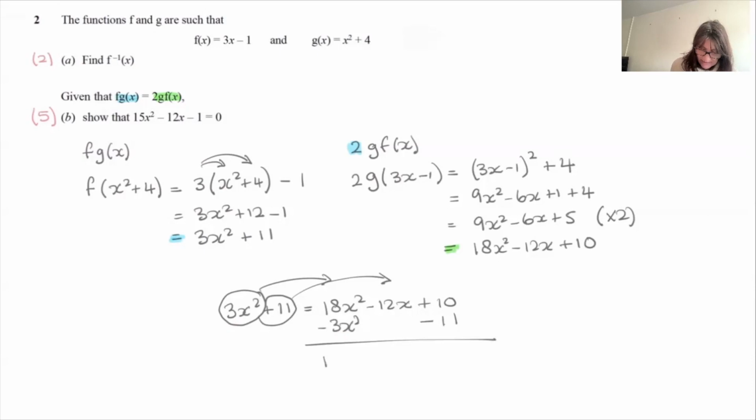18 take 3 is 15x squared. Still got my minus 12x. 10 take 11 is minus 1. I have got 15x squared minus 12x minus 1 equaling 0. Job done. Hopefully you have found this really helpful.